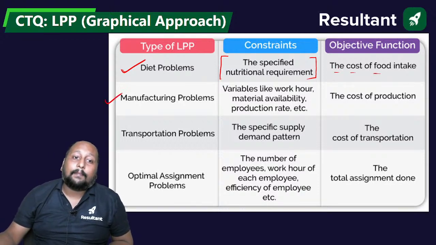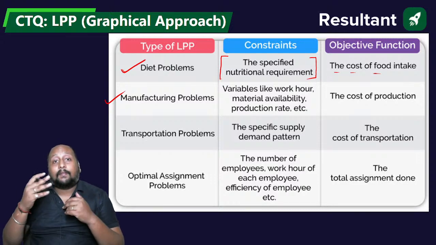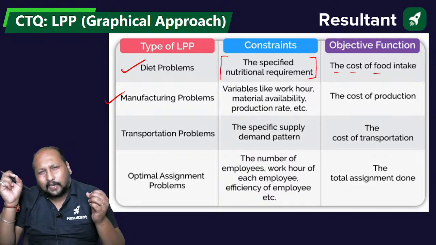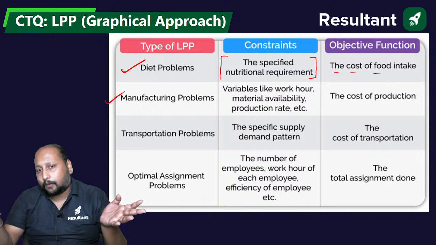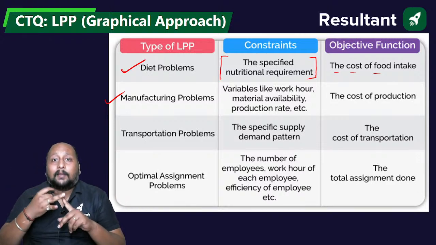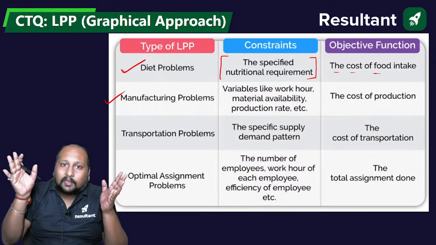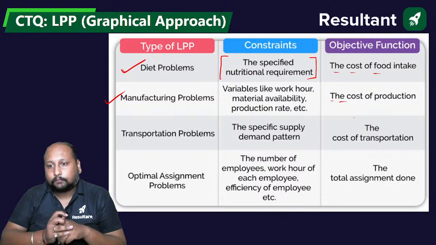The second real life example is manufacturing. Later, in the practice sessions of LPP, you will see that almost 80% of the questions asked till date from this topic are from manufacturing problems. We'll have the work hours, the labor, and some material constraints. Based on those constraints, we need to optimize the cost of production.